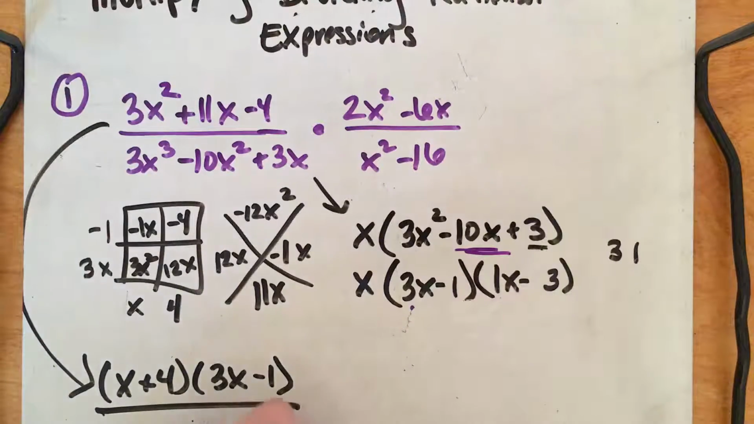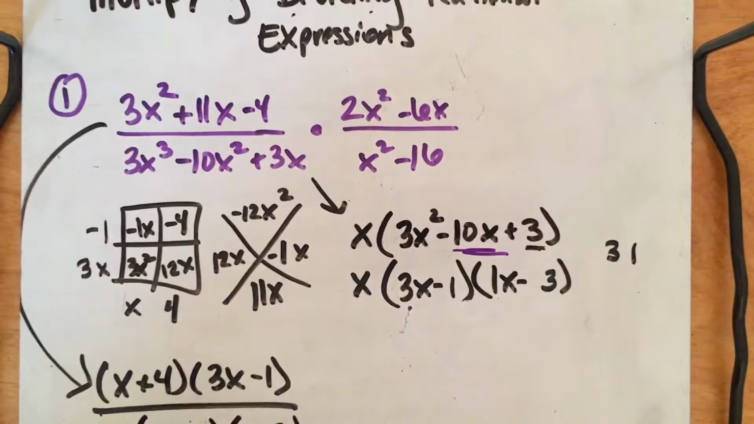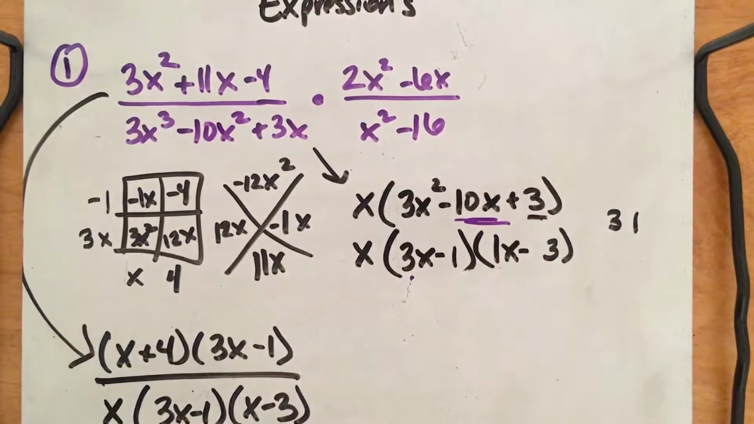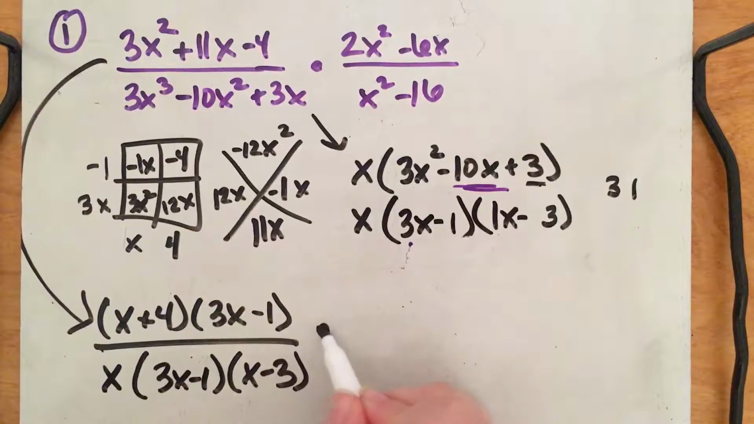I have this term, I have x factored out in front, 3x minus 1, and then an x minus 3. Okay, so we just changed the first fraction so far. Out of the way so I can scoot that up. Alright, so back to the purple, which was our original problem.